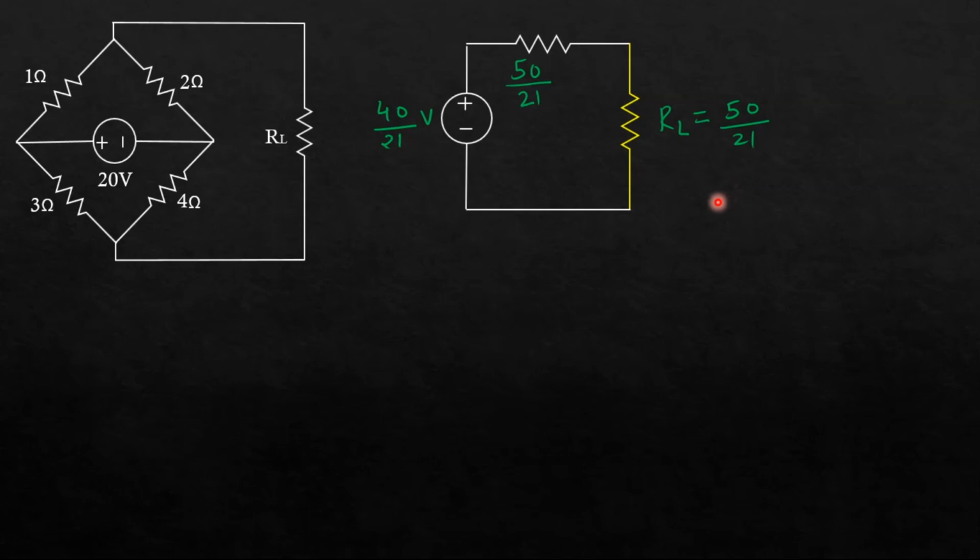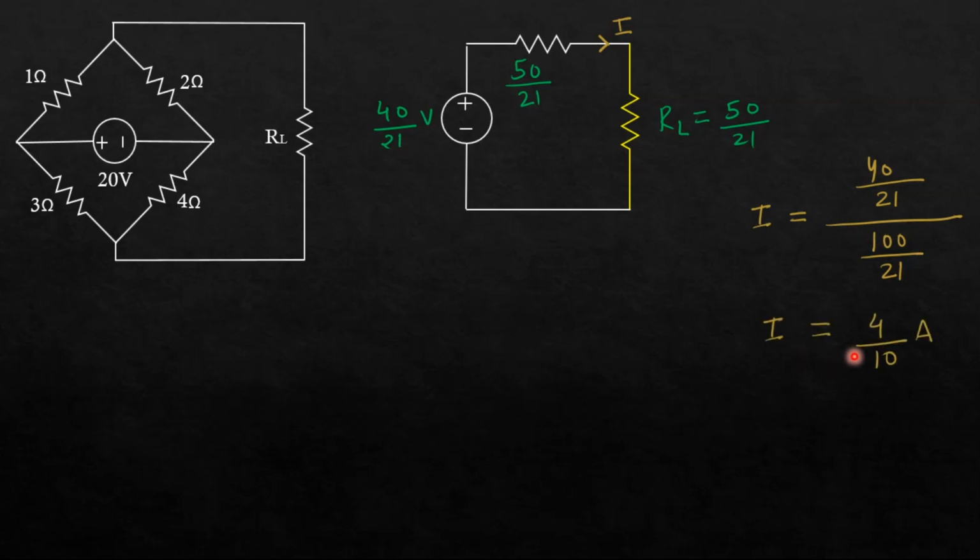Now we are also required to find the maximum power that is transferred to this load. So first let us find out the current in this branch, that is V by R. So I is equal to voltage divided by resistance. So the voltage is 40 by 21 divided by total resistance, that is 50 by 21 plus 50 by 21, which is 100 by 21. So it is the equivalent resistance. If you solve this, it will come out to be 4 by 10 ampere. This 21 will get cancelled.